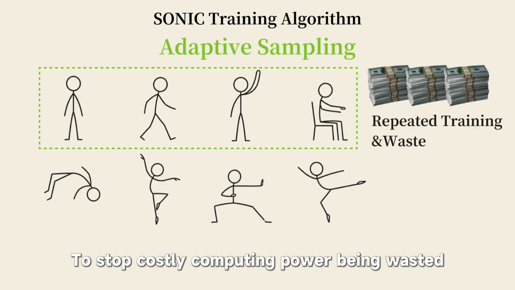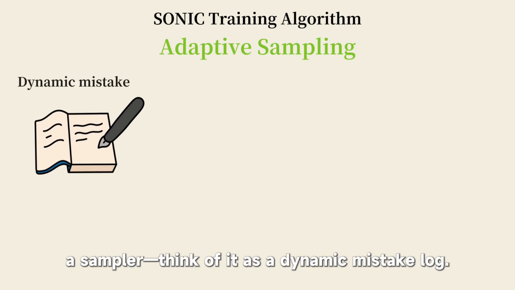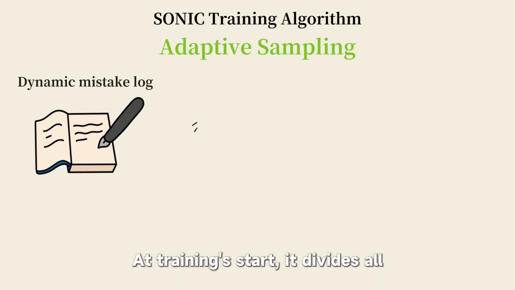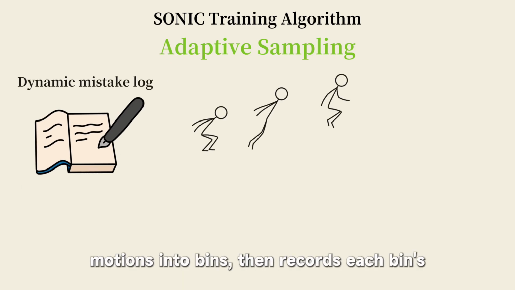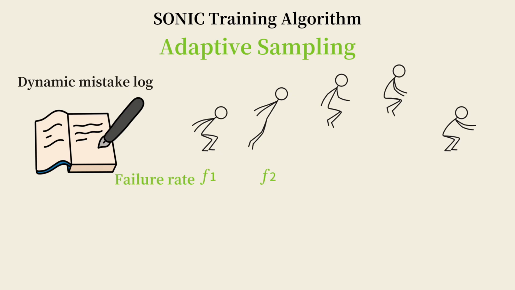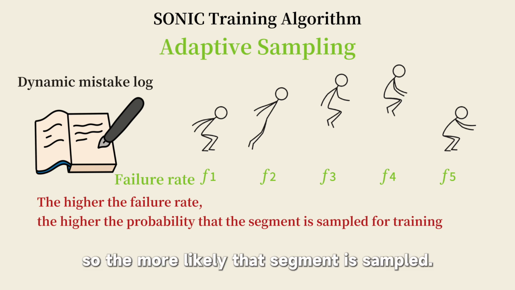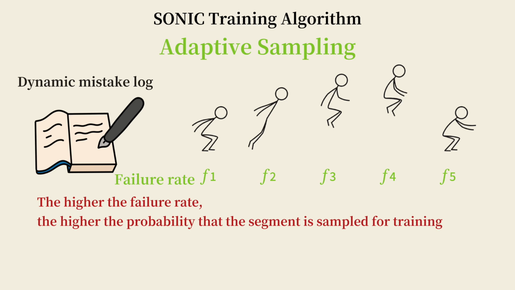To stop costly computing power being wasted repeatedly on simple motions, SONIC introduces a sampler. Think of it as a dynamic mistake log. It divides all motions into bins, then records each bin's previous execution failure rate during training. The higher the failure rate, the harder the motion, so the more likely that segment is sampled.